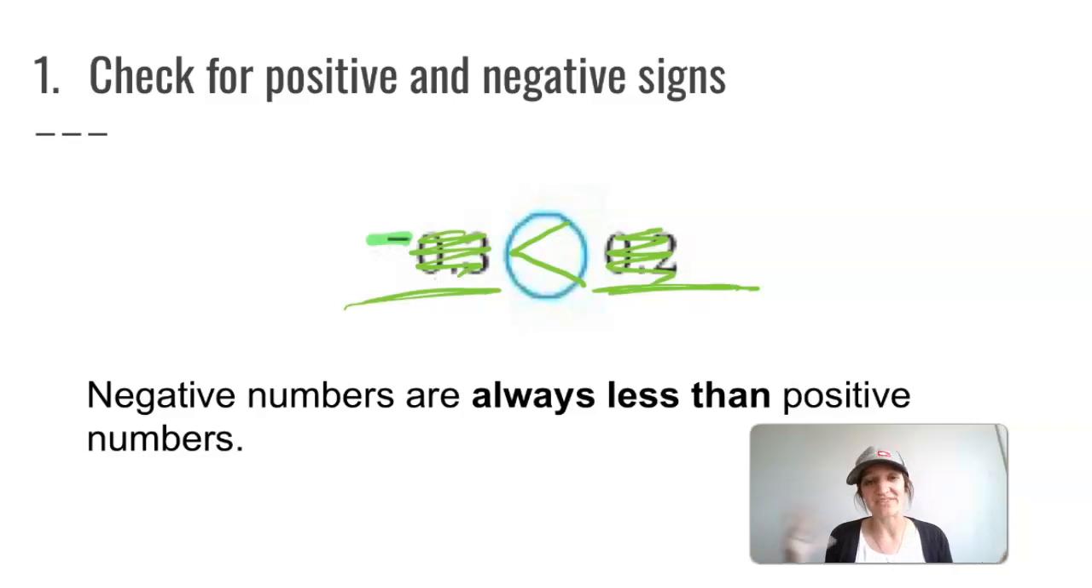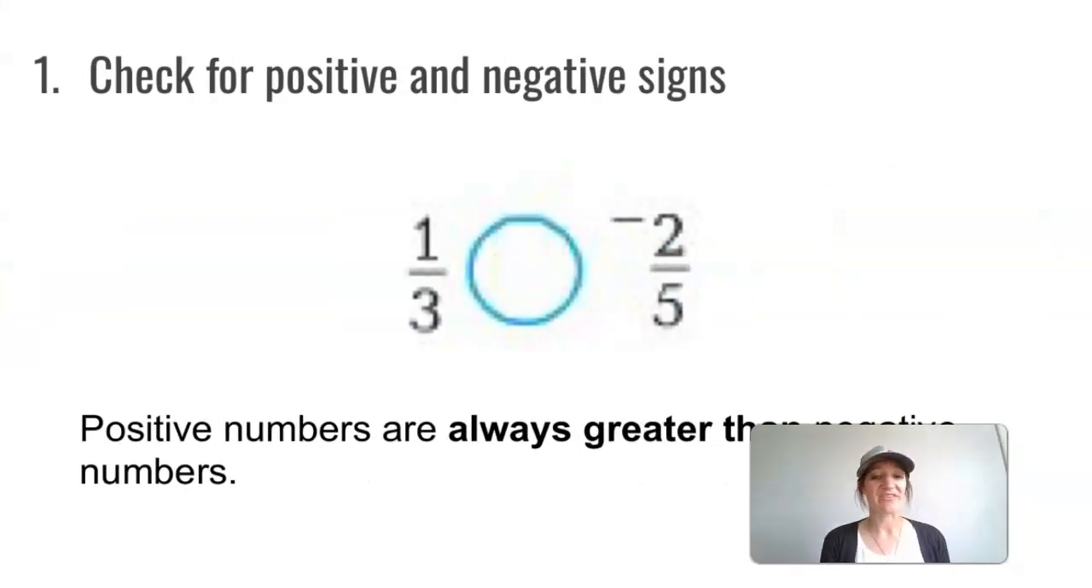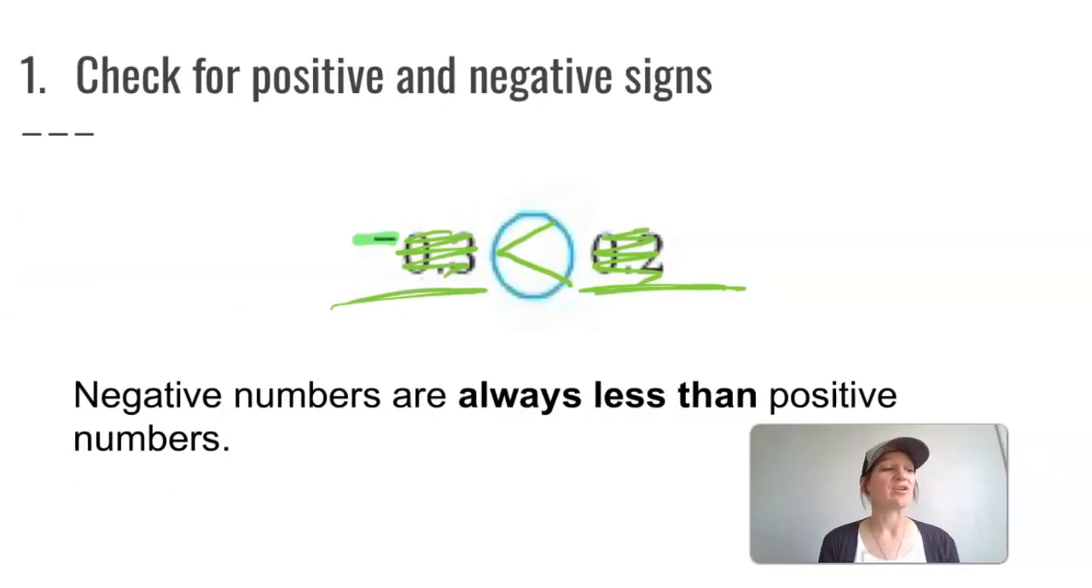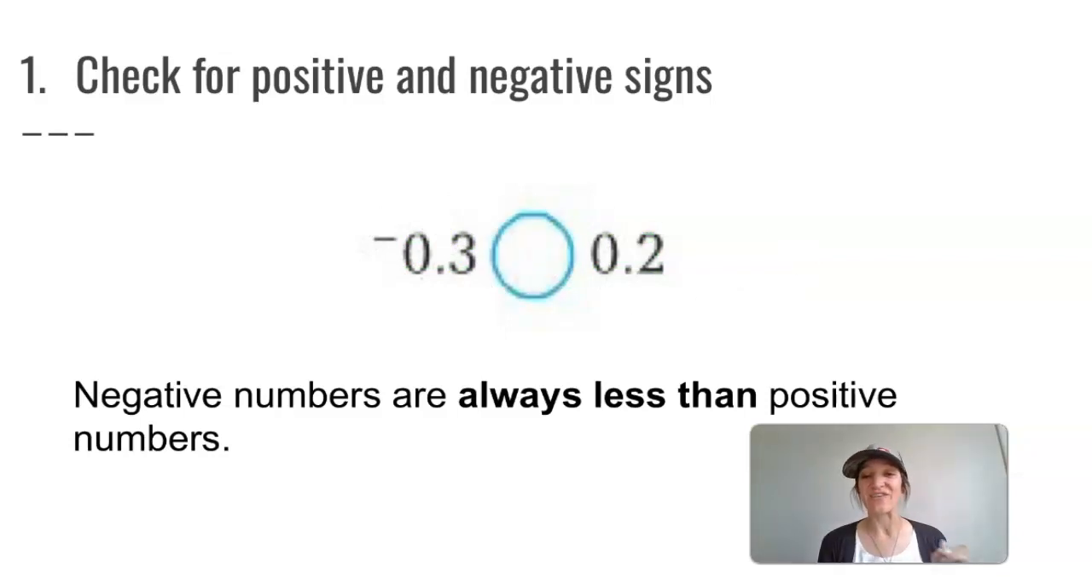I know positive's bigger. Okay, here's another example. I've got two fractions here that I might be like, oh, do I have to compare them? No, I don't, because one is positive and one is negative, and the alligator will always eat the positive one. So the way you'll say this is 1/3 is greater than negative 2/5. The way you would have said this is negative 3/10 is less than 2/10.